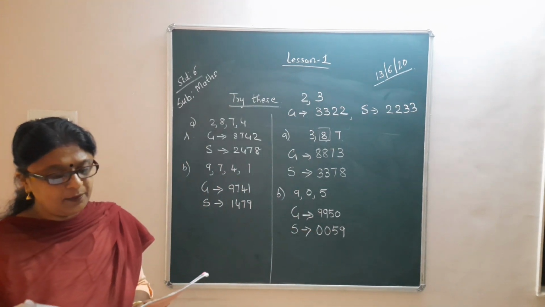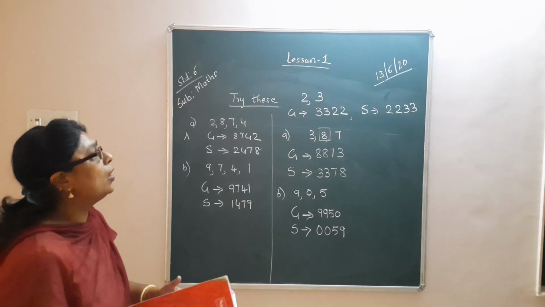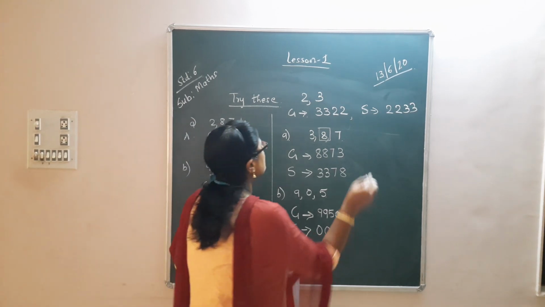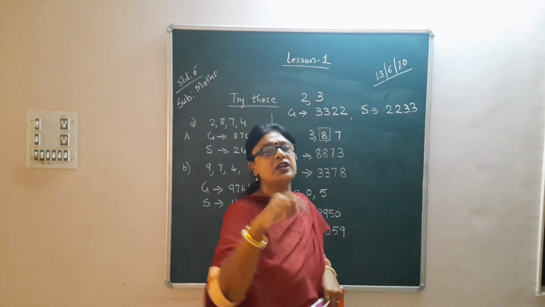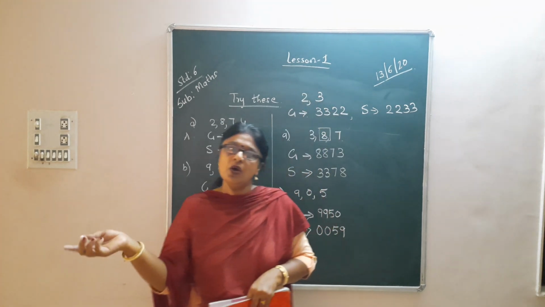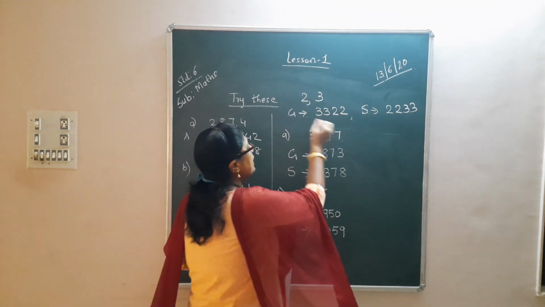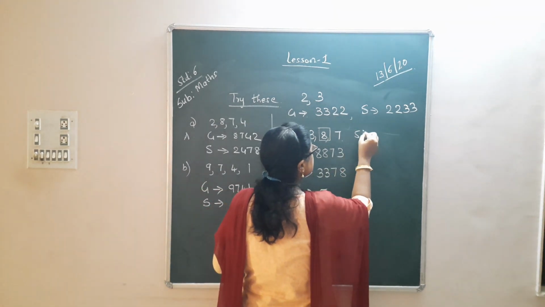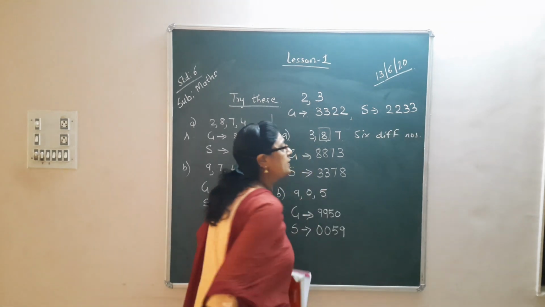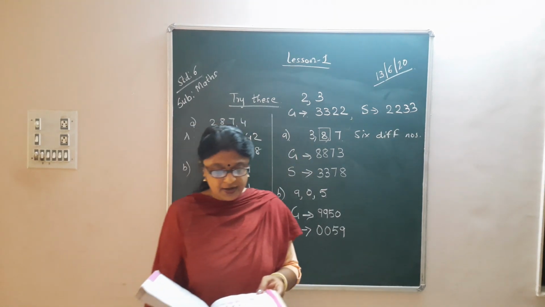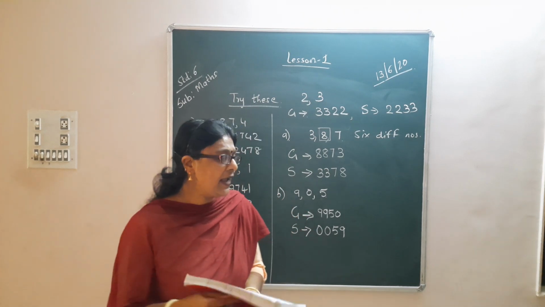How many different numbers can you make in all? So when you rearrange 2, 3, 2, 3, 2, 3, 3, 2. Okay? So similarly, you can make 6 different numbers. Understood? Okay? Fine. Now, ascending and descending order.